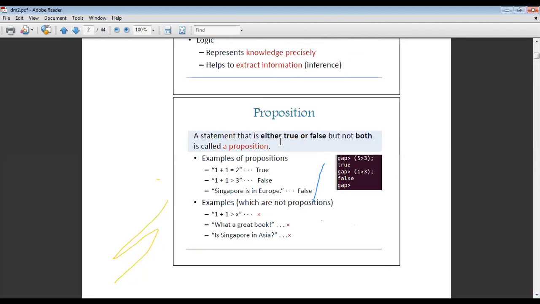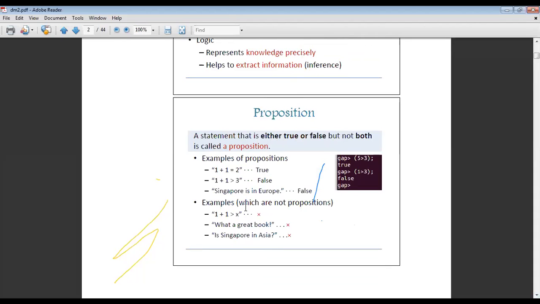So again, I'm saying that a proposition is a true or false statement, but not both. Simply, 1 plus 1 equal to 2 is true, 1 plus 1 equal to 3 is a false statement. So the first two statements are propositions. Singapore is in Europe, which is false. Again, it's a statement, a false statement.